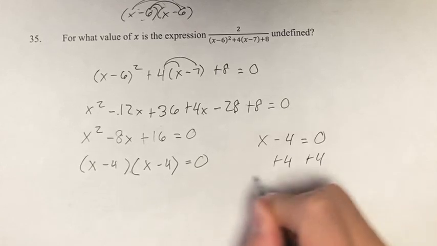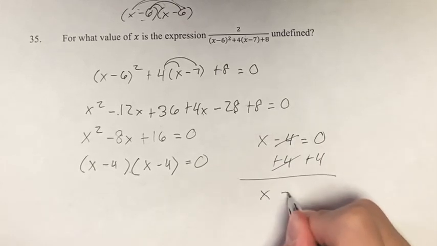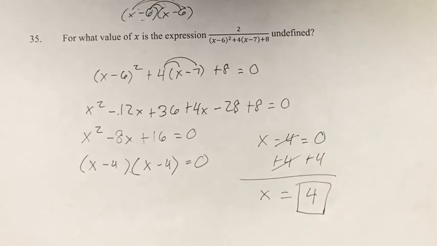All we have to do is add 4 to both sides. These cancel out. x is equal to 4 causes the expression to be undefined, and 4 is going to be your final answer.